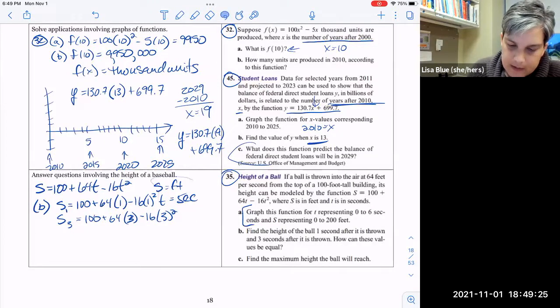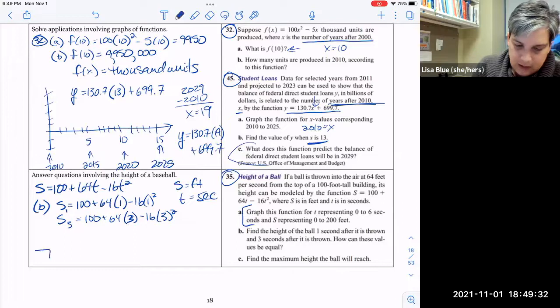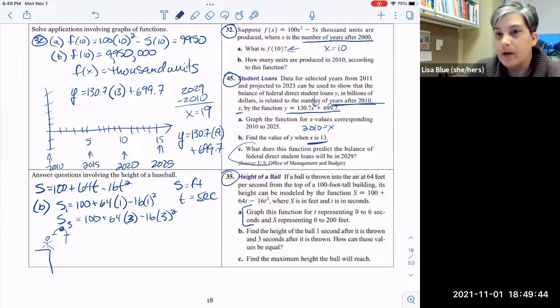And that makes sense if you stop and think about the context of what's going on there, because if we're standing on a building and we throw a ball up in the air, okay, at some point it's going to be here, but then it's going to be right here again. All right, what goes up must come down.